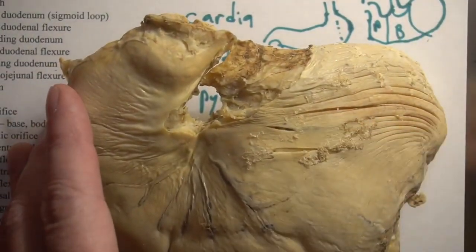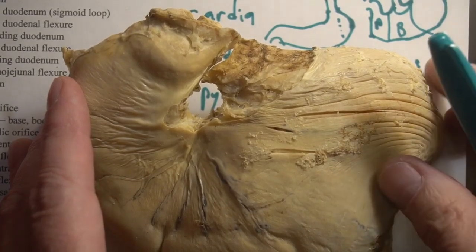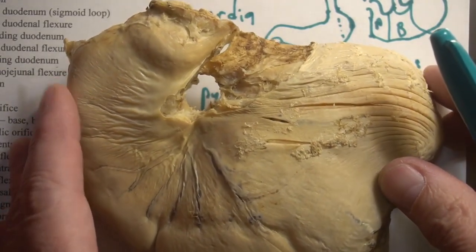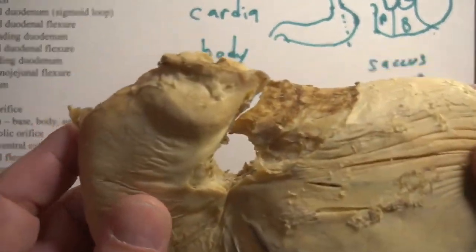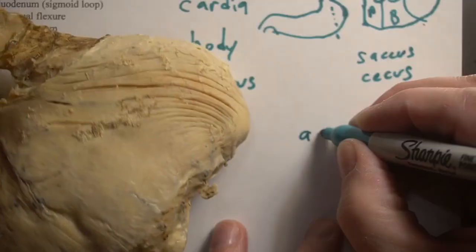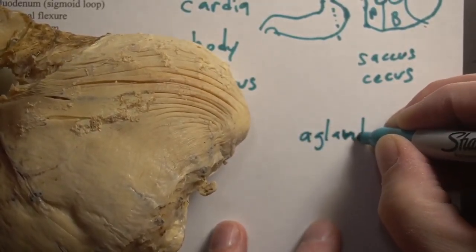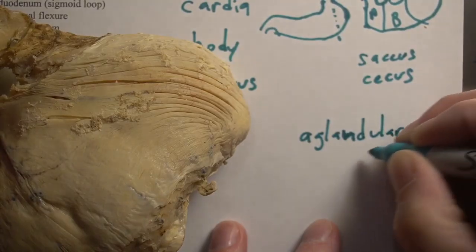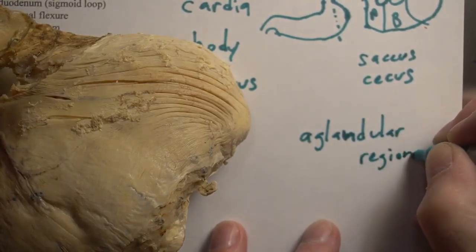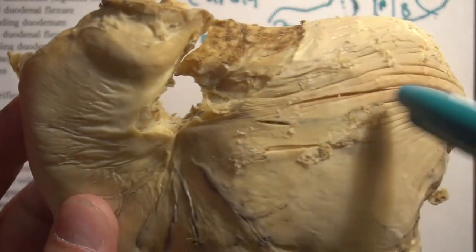Inside the horse stomach, there is a glandular region, like the dog had, and an aglandular region. So the aglandular region, so no glands, not glandular, a glandular region. The aglandular region is mostly within the saccus cecus.